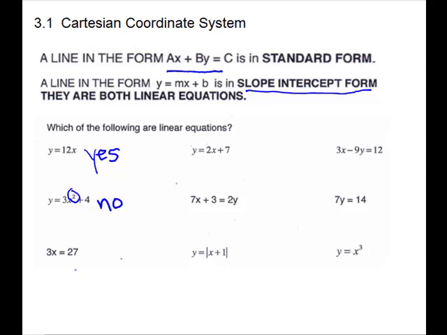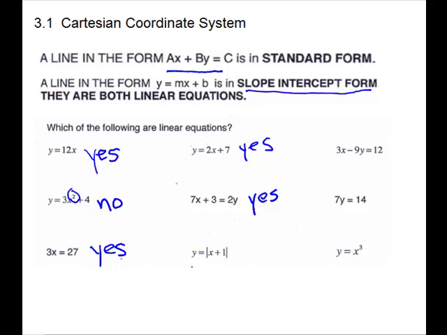Our third one, it only has an x. But the exponent of the variable is 1. This one is going to be a line. It will be a special line, and we'll come back to that. In our middle column, this one is a line. It has x and y. Exponents are 1. It is in slope-intercept form. Our next one, 7x plus 3 equals 2y. This one is also a line. Exponents of x and y are 1. It is not in either of those forms, but it is a line.